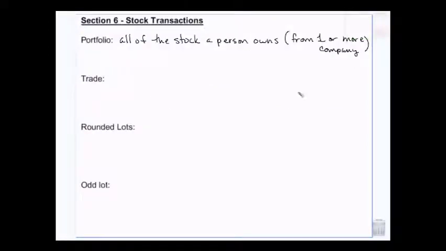Okay, your portfolio is all of the stock you own, and that can be one company or a bunch of companies. Your trade is occurring when stock is bought or sold.